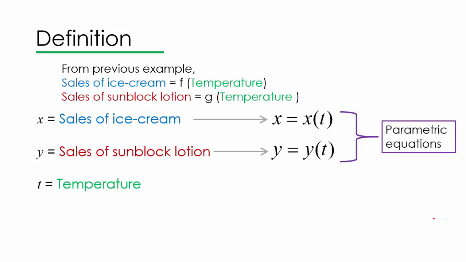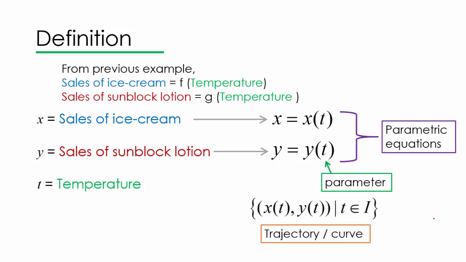The variable T is known as the parameter, and it is important to note that T can take on different values. For each value of T, it will give us a set of values of X and Y. These set of values are called the trajectory or curve of our parametric equations.